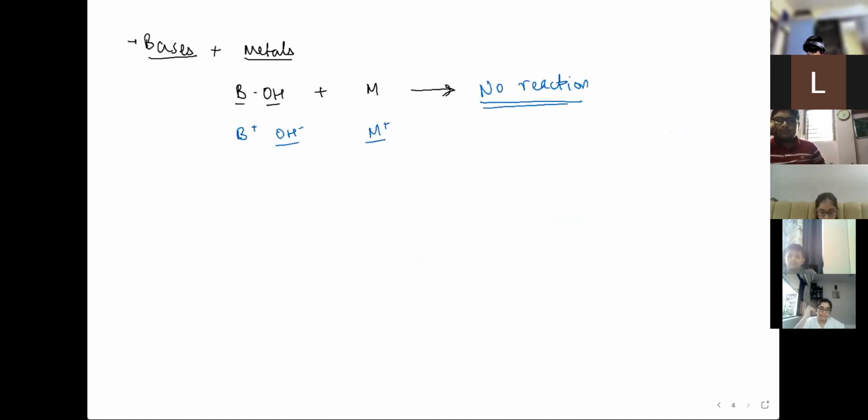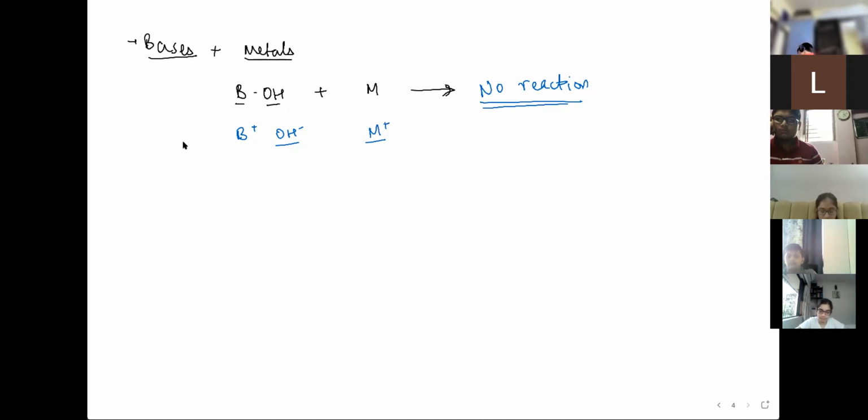Usually for a reaction, you need opposite kinds, like cations attract anions. Acidic things react with basic things, right? So bases and metals have a similar nature. So yeah, there won't be any reaction between bases and metals.